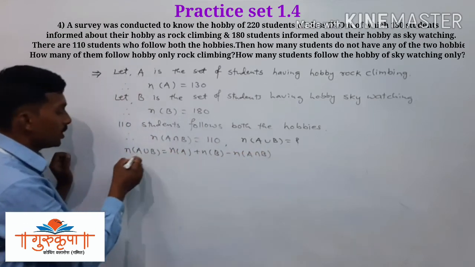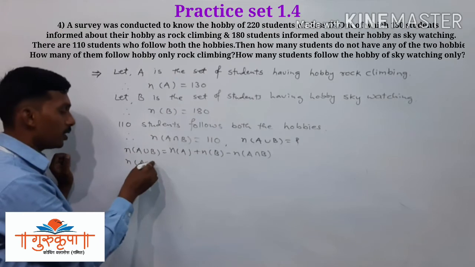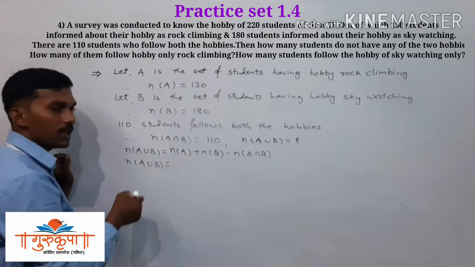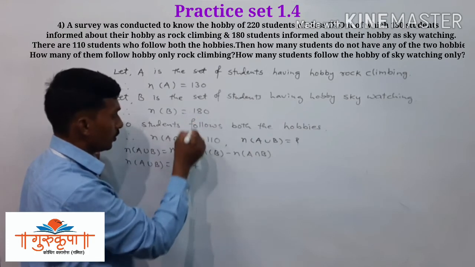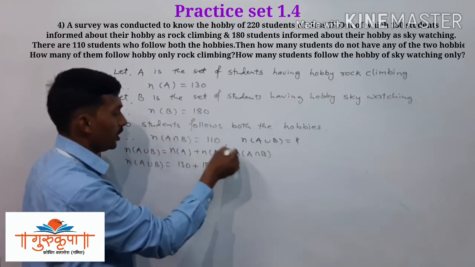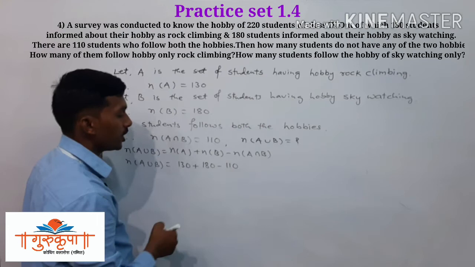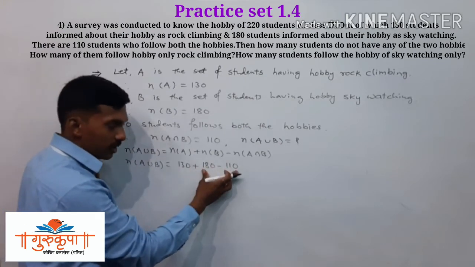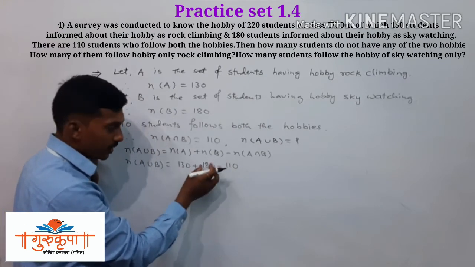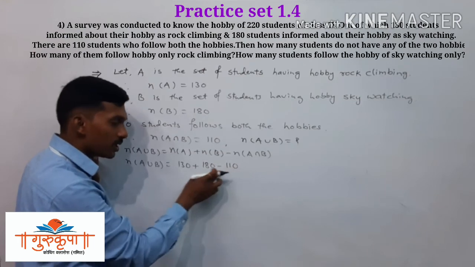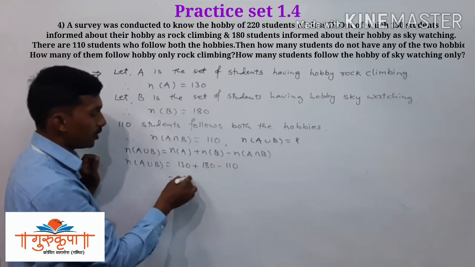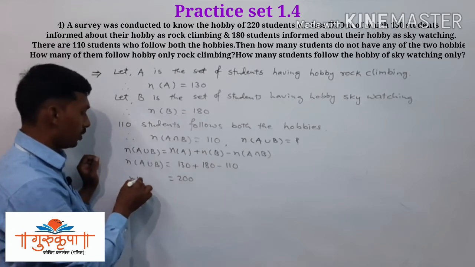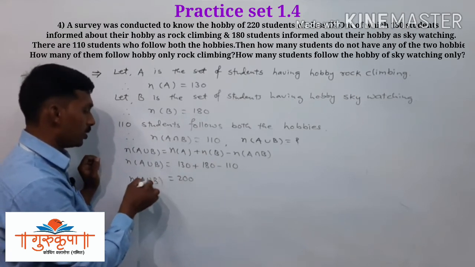Now put the values here. We have to find number of A union B. So this will remain as it is. Number of A is 130 plus number of B is 180 minus number of A intersection B is 110. This 180 minus 110, that is 70. And 70 plus 130, it is equals to 200. So we have number of A union B is equals to 200.